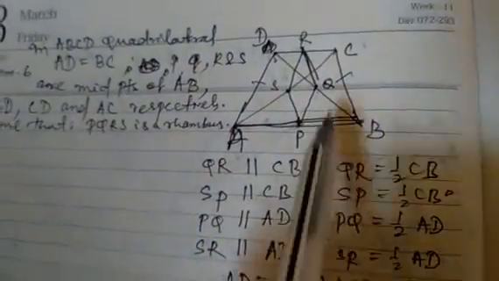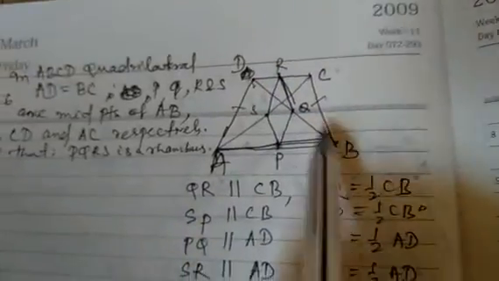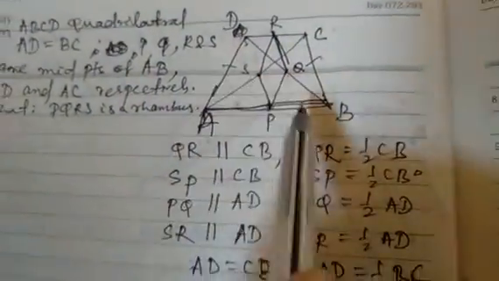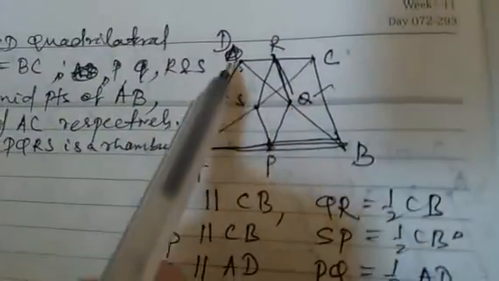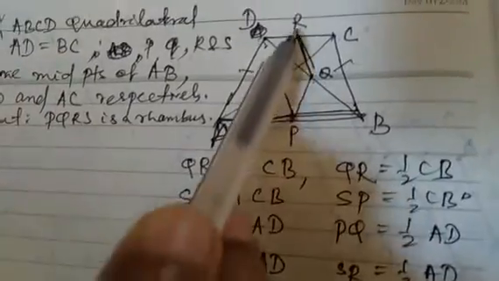For that, we'll try to prove first of all, as shown in the figure, let us take one of the triangles. Let us take this triangle BDC. R is the midpoint of DC, given. Q is the midpoint of DB. Therefore, by the midpoint theorem, we can say RQ is parallel to CB, and RQ is half of CB.